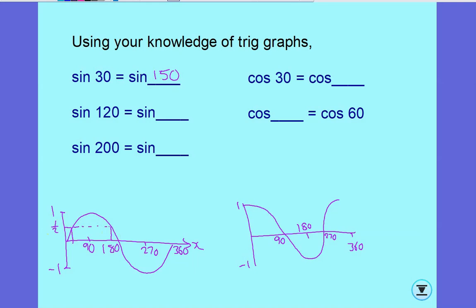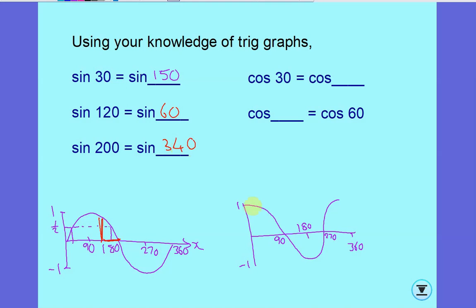Sine 120, so if we're putting in 120 into here, you can see we're 60 away, so that means that will be the same. 200 is 20 over the 180, so if we go 20 back from 360, you can type this into your calculator. You'll get exactly the same result.